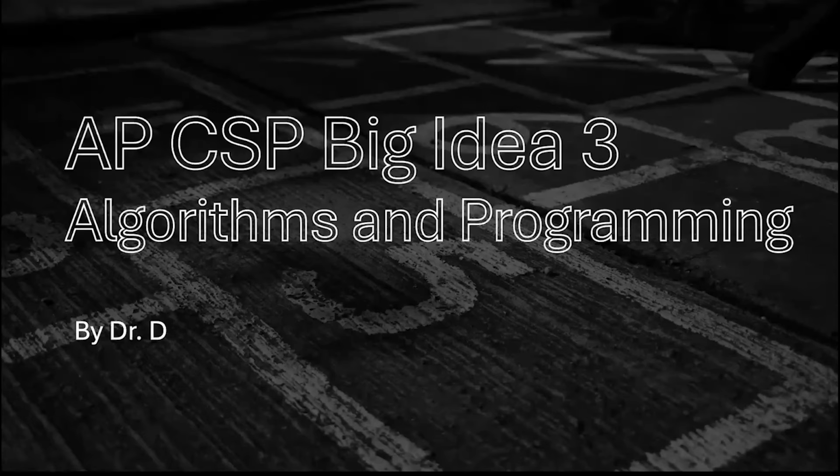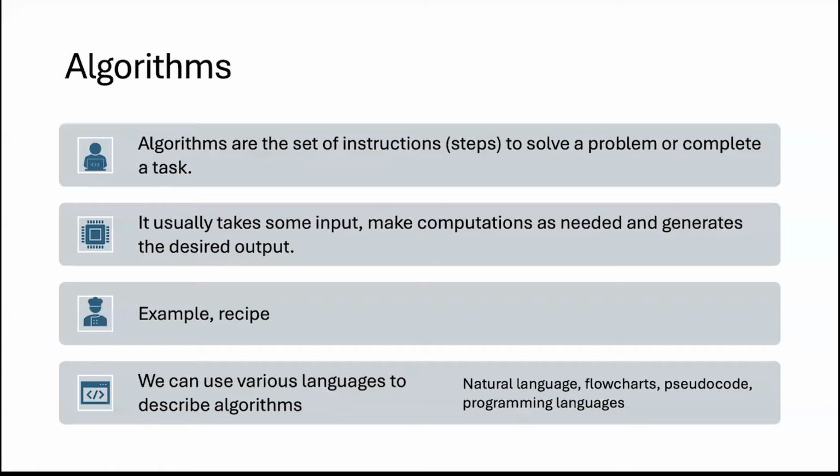Hello, today we're going to look at big idea number three, which is all about algorithms and programming. So first of all, what is an algorithm? An algorithm is composed of a set of instructions, or we say steps, for solving a particular problem. It usually takes some kind of input, makes some computation on the input as necessary, and then generates some desired output.